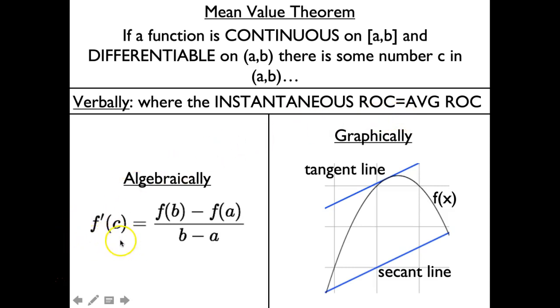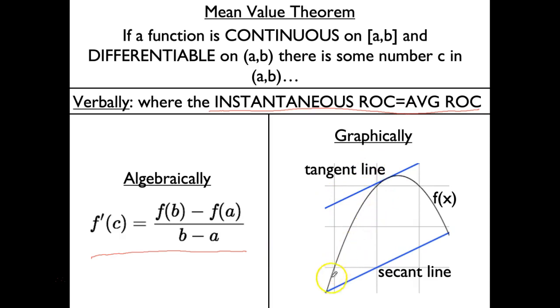Now, let's think of that in a more mathematical sense. Instantaneous rate of change means derivative. An average rate of change means f of b minus f of a all over b minus a. So we're saying the mean value theorem is where the derivative is equal to the average rate of change. The derivative is equal to the average rate of change. Now, this is it verbally: instantaneous rate of change equals average rate of change. This is it mathematically, or algebraically, as you might say.